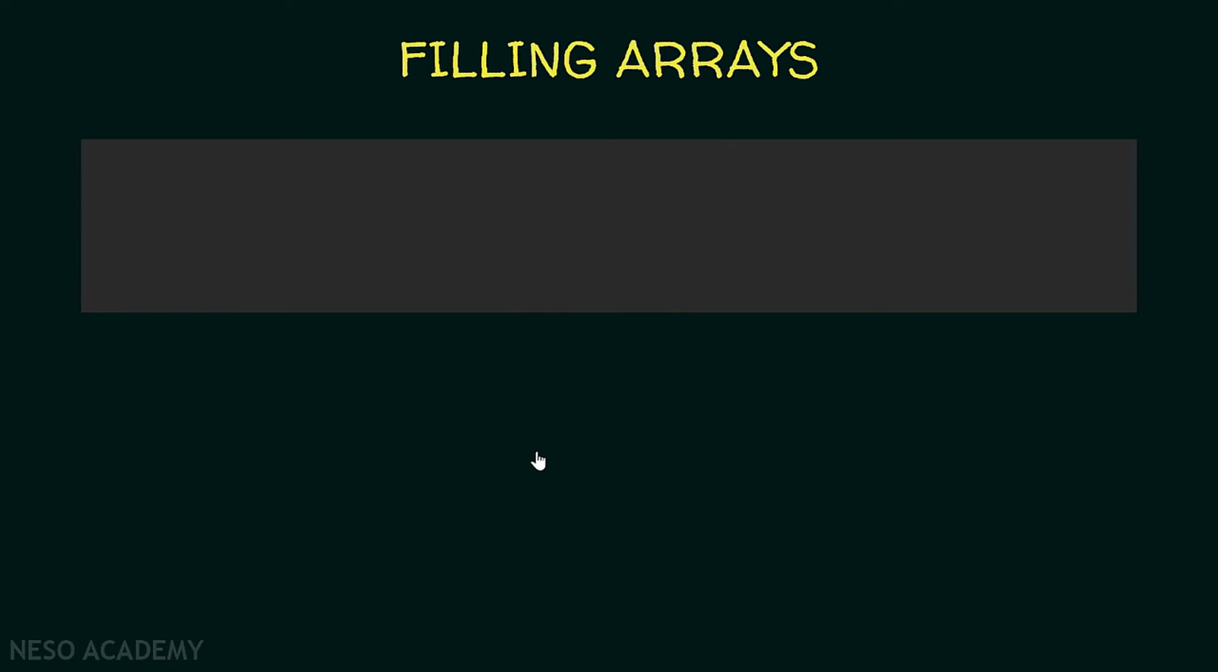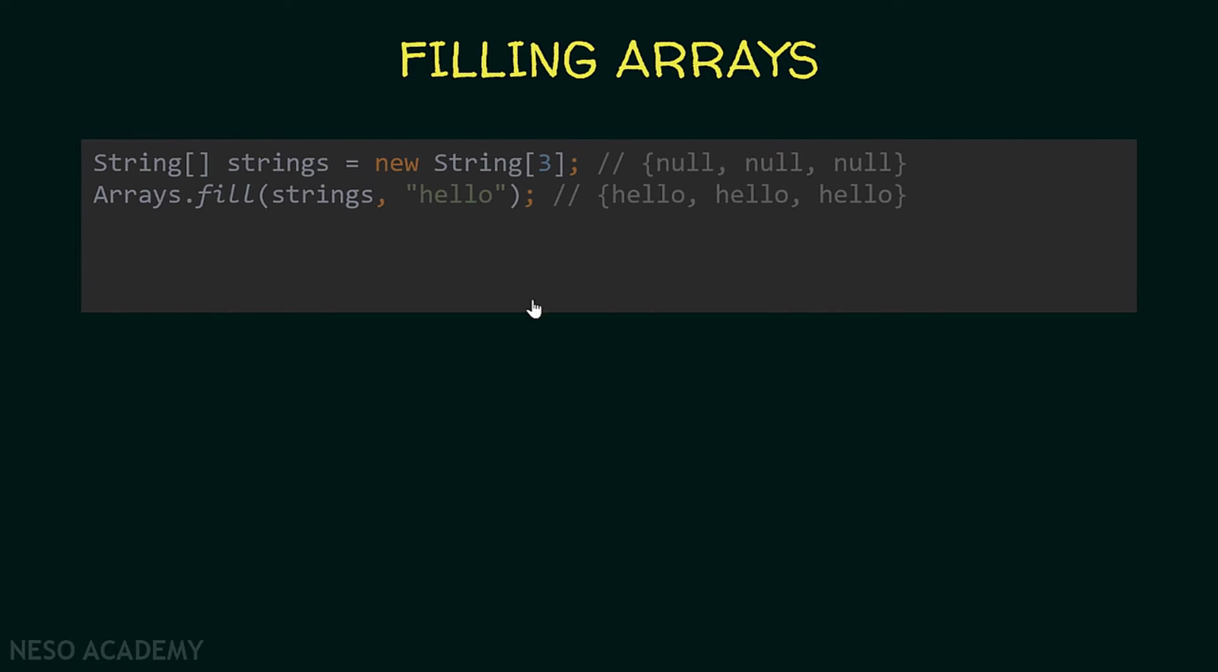Now let's talk about filling an array of objects. So suppose that we have an array of strings that is called strings, and we allocated 3 strings in the memory. So initially all these strings will be null, alright? Now we are using the fill method. We are filling this array with a string hello. So we are going to assign the address of this string to all the elements in the array. So all the elements will be pointing to this string over here. So the array will look like this. All the elements are now pointing to hello.